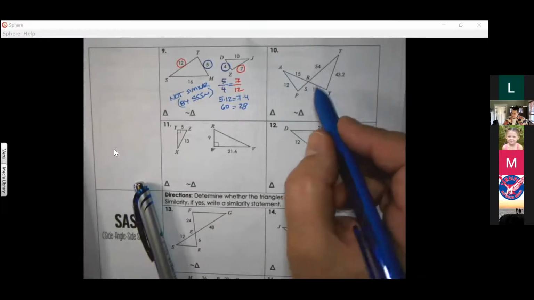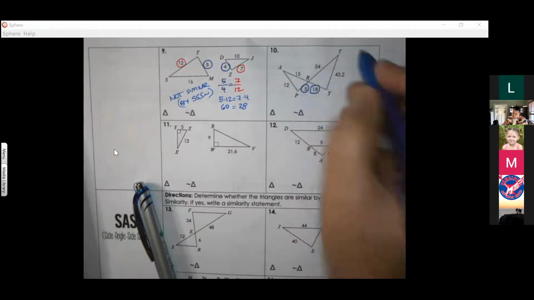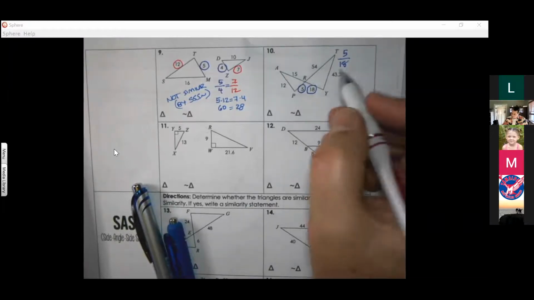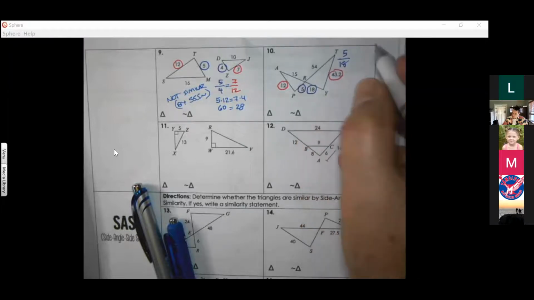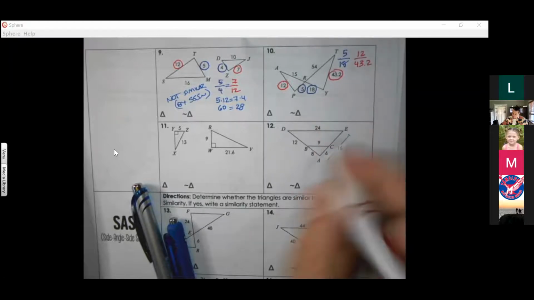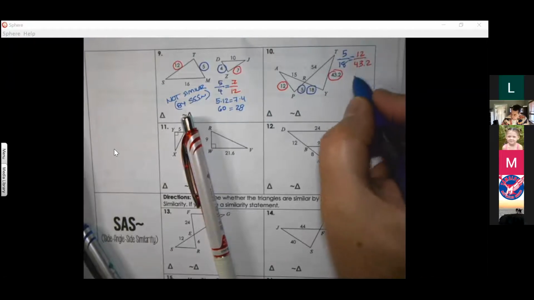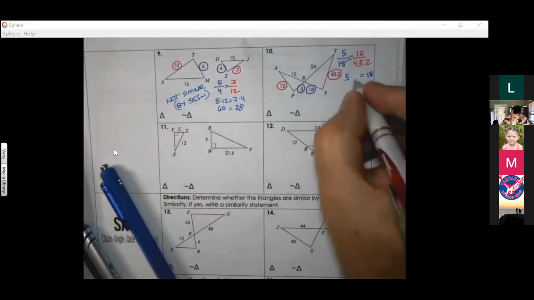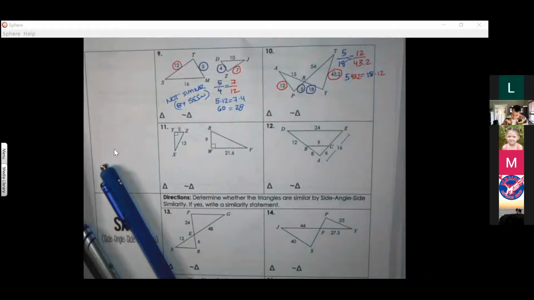All right, so again, it's all sides. So I'm going to take my smallest one here and my smallest one here and say 5 is to 18. And then 12 is my mediumest. 43.2 is my mediumest. And I want to see if those are in the same proportion. So therefore, 5 times 18, 43.2 times 12, and I'll use my calculator here.